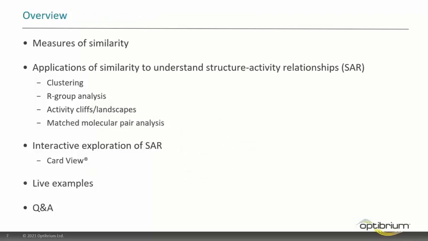So I'm just going to start by actually addressing the challenge that Peter just mentioned and the many different measures of similarity we use in the analysis of SAR, and then really focus on a number of different applications to understanding structure-activity relationships, things like clustering and R-group analysis, activity cliffs and landscapes, matched molecular pairs, and so on. I'll also give a quick introduction to how we can explore these SAR relationships in a very interactive way using the card view approach in our StarDrop software. And that's just going to be a quick introduction.